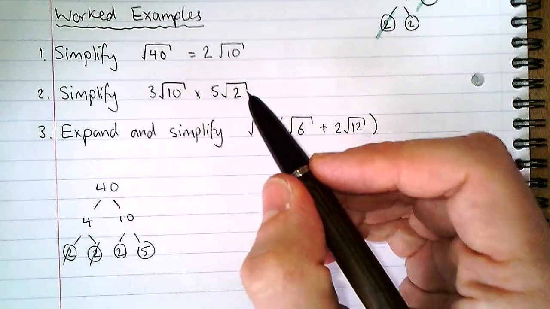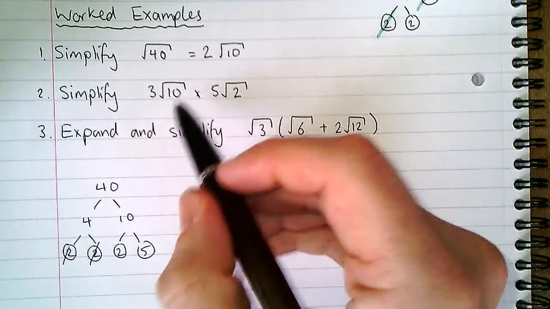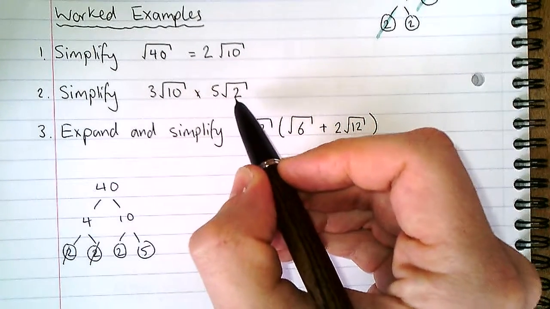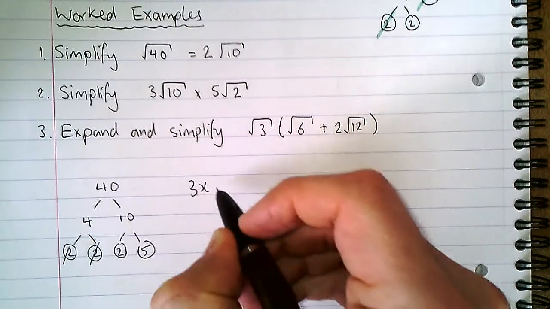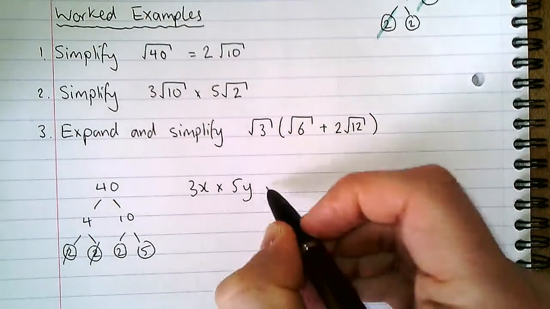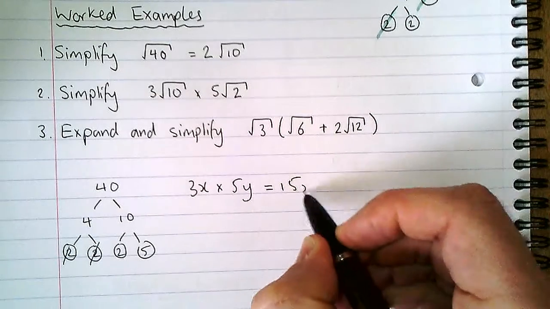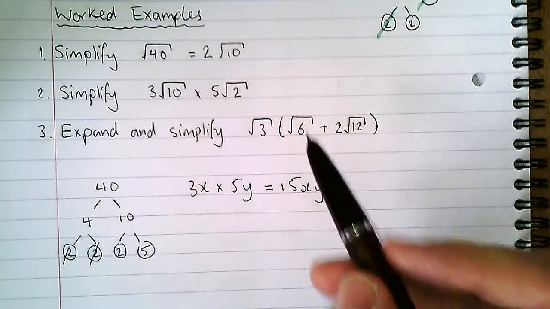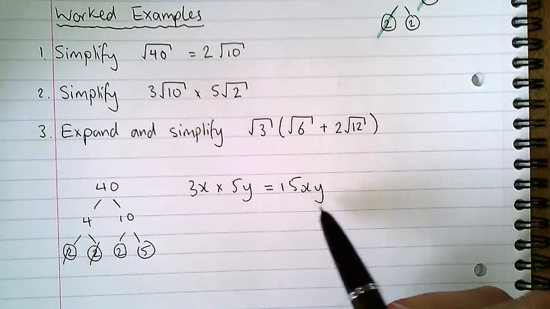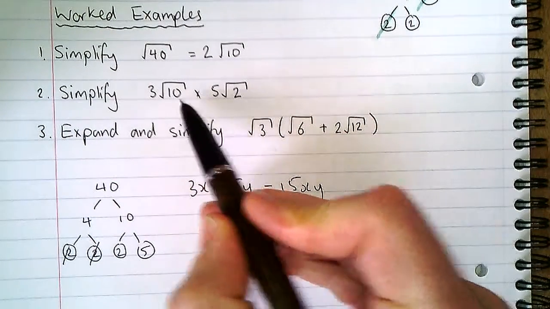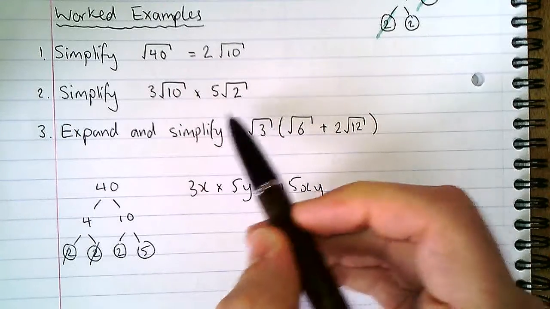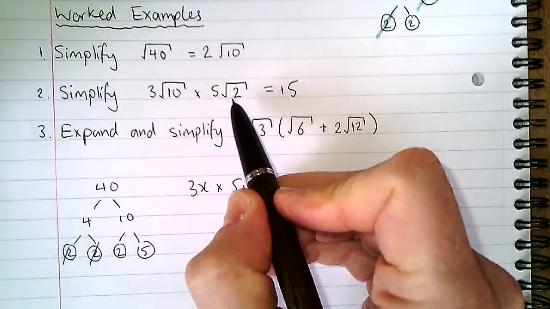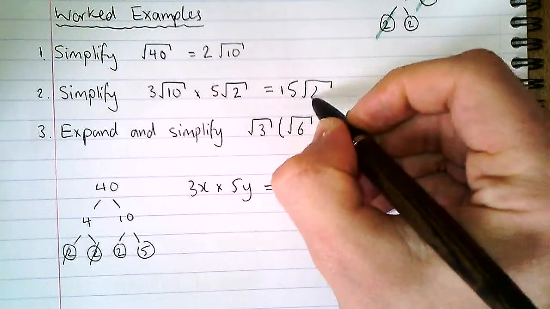The next question here is an example of how surds act like algebra. So you can kind of think of this as being like 3x multiplied by 5y, and if I had something like 3x multiplied by 5y, you would multiply the numbers together to give me 15, and then the x times the y would give me xy. Works exactly the same here, just with the added caveat that we can't combine xy to get some singular term, but here we can combine the square root of 10 and the square root of 2 to get a singular term. So here 3 times 5 will give me 15, and the square root of 10 multiplied by the square root of 2 will give me the square root of 20.